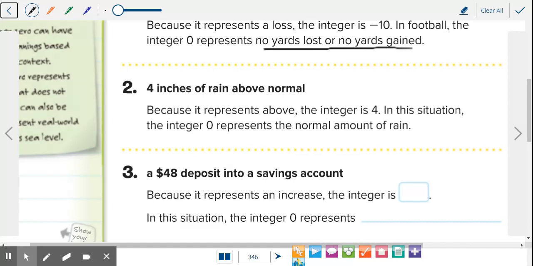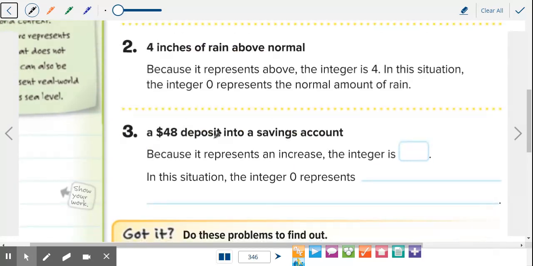All right. So now 3. A $48 deposit into a savings account. What number would we use there? Hunter? Just 48, because you're increasing your amount. When you deposit money, you're putting money into your account. When you withdraw, you're taking money out, so that'd be a negative. You're losing money.